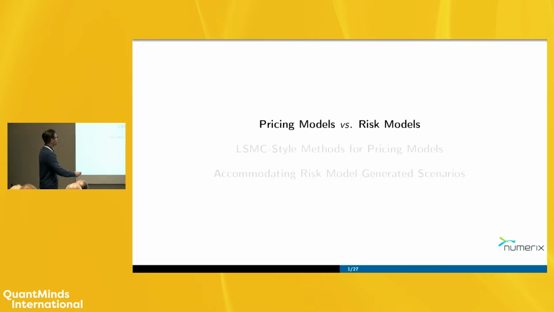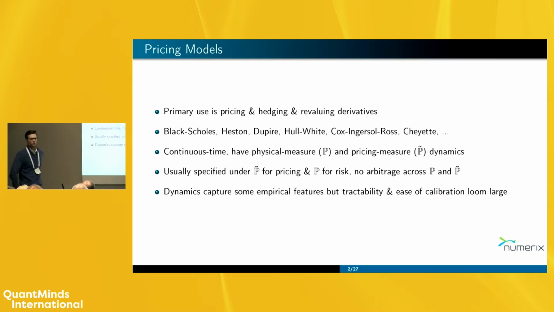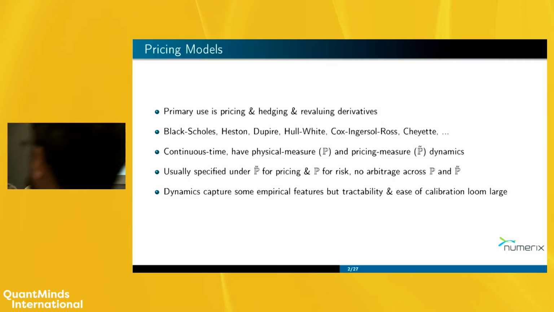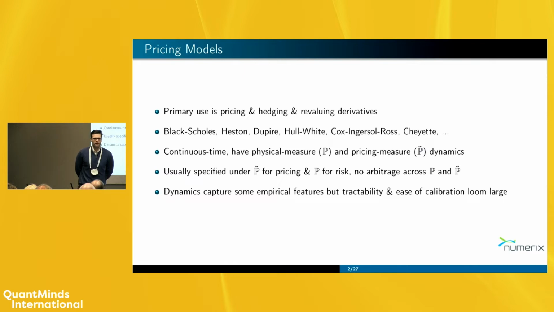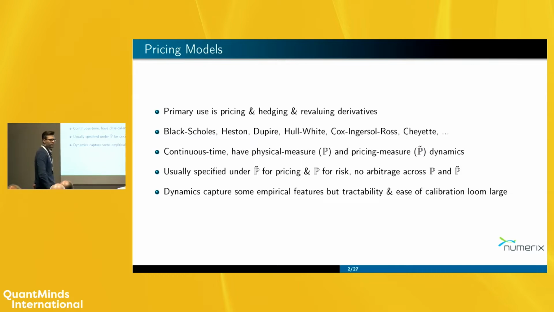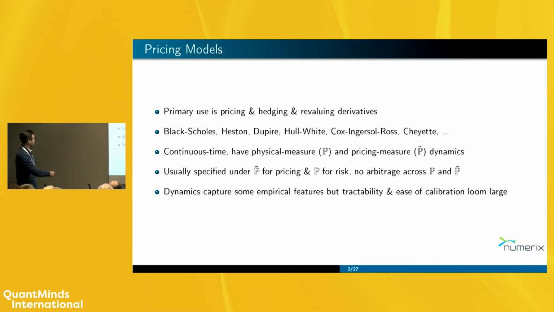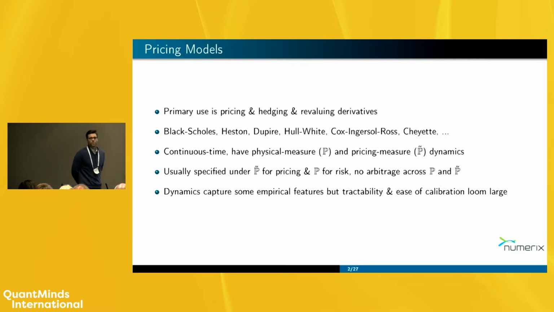All right, so into pricing models versus risk models. First, what do we use pricing models for? Well, of course, pricing derivatives, valuing derivatives, computing sensitivities for hedging of derivatives. Examples abound. We all know them, textbook examples. We have things like the Black-Scholes model, Heston model, Dupire model for equity and FX. In rates, we have Hull-White, Cox-Ingersoll-Ross, and so on. They typically have continuous time dynamics. We write them down with continuous time dynamics. And they have both physical measure dynamics and pricing measure dynamics as well.